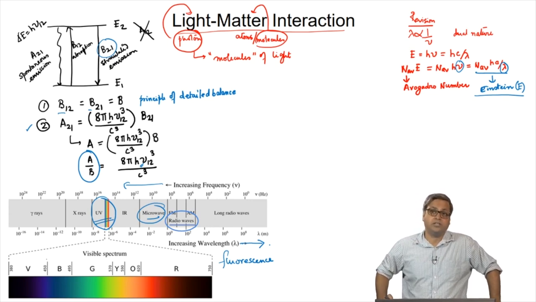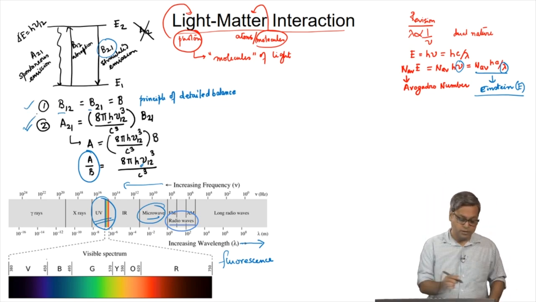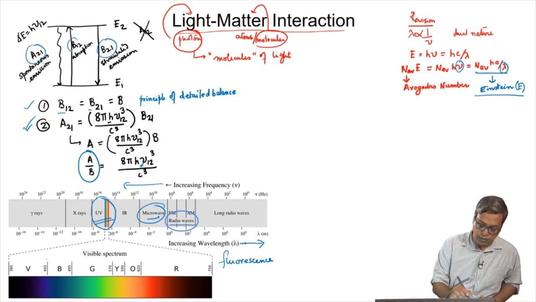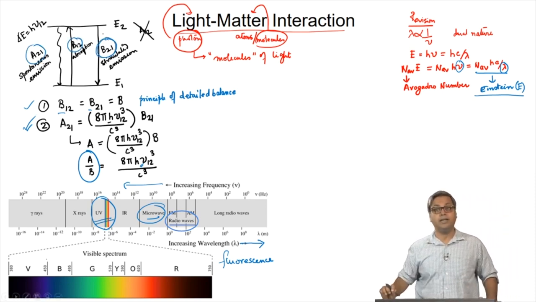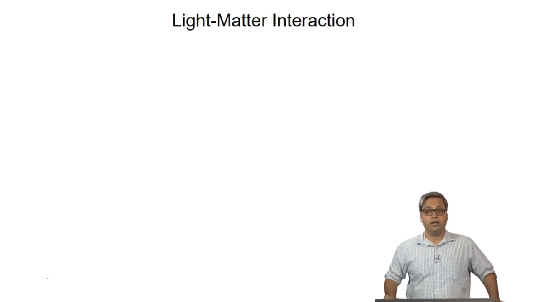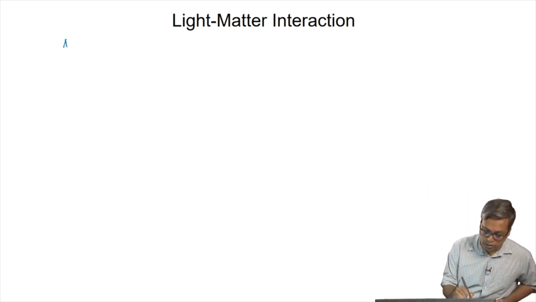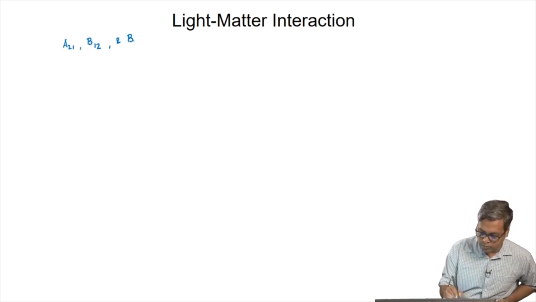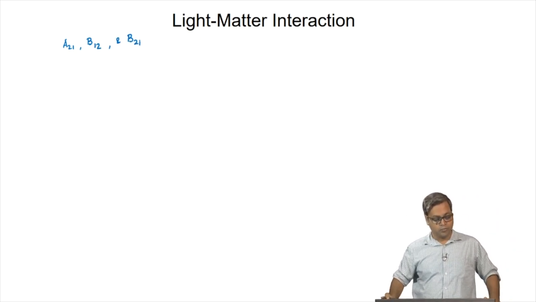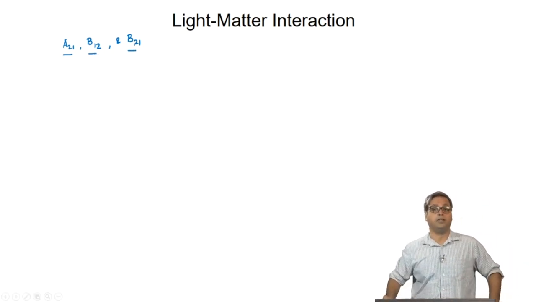Existence of these two relations, this 1 and 2, between the three parameters A21, B12 and B21 indicates that determination of any one of them will give information of the other two. When light falls on matter, all the processes represented by A21, B12 and B21, that is spontaneous emission, absorption and stimulated emission, can take place.